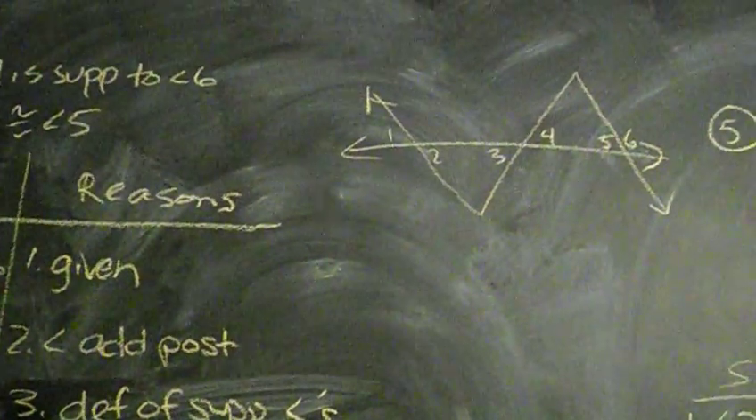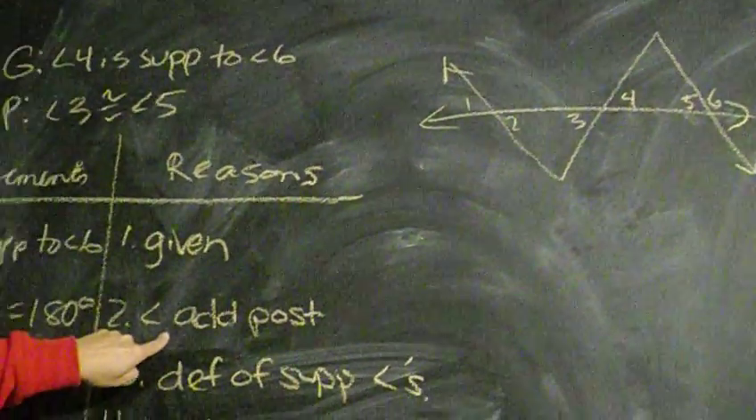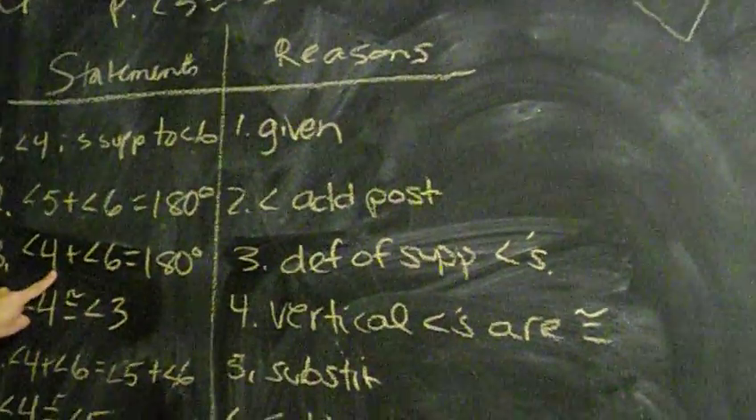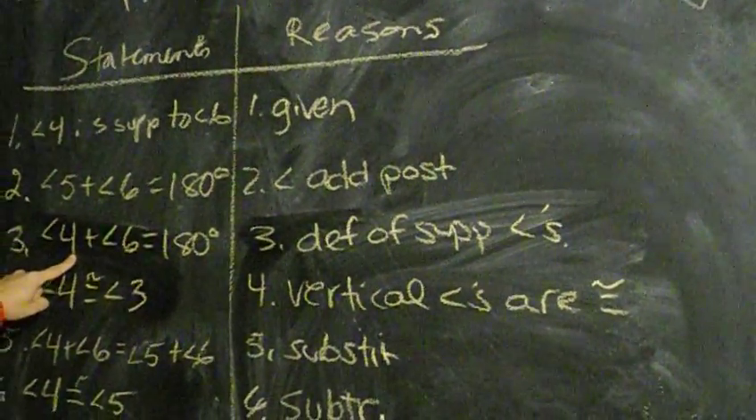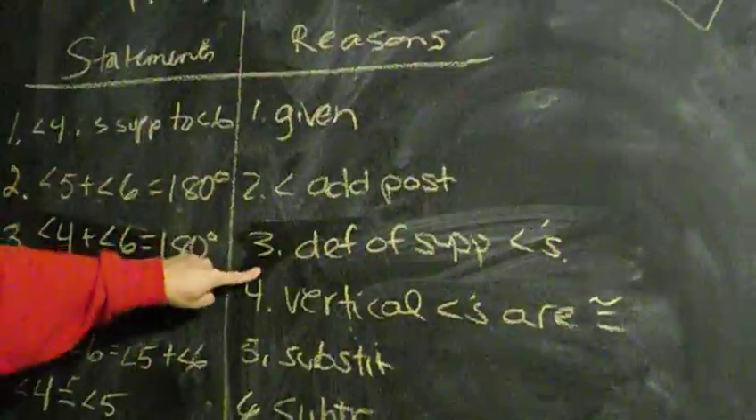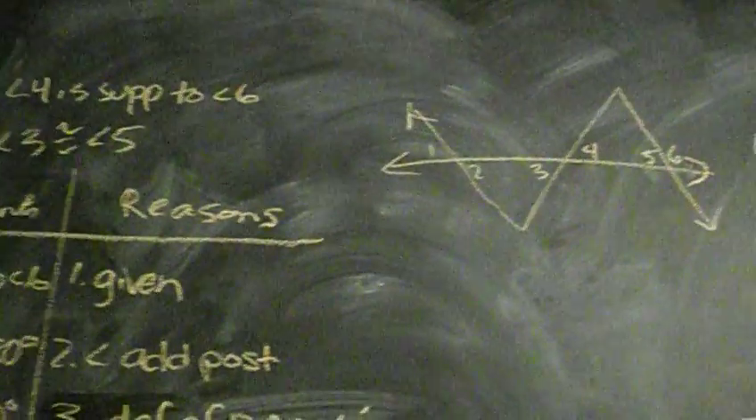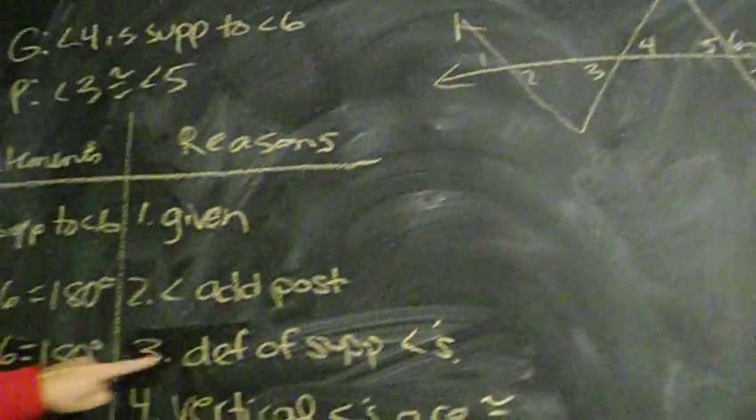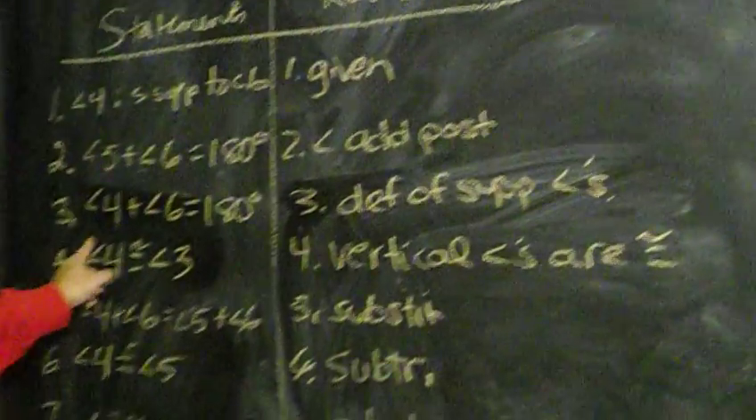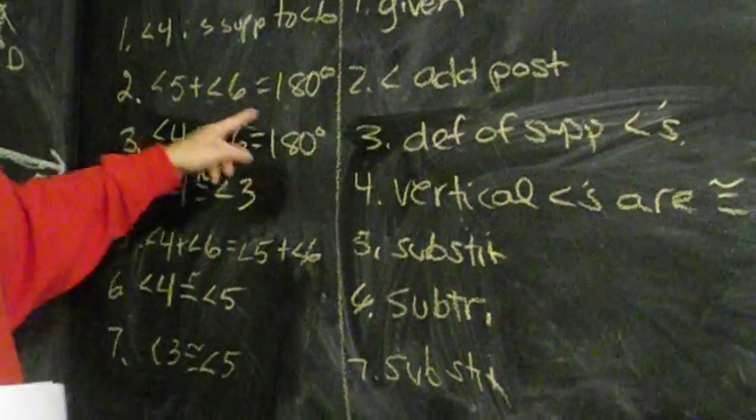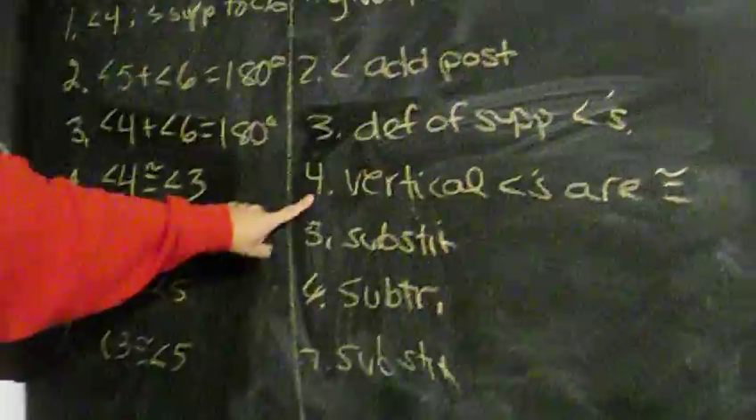Over there, angle 5 and angle 6 are equal to 180, by the angle addition postulate. Number 3, angle 4 plus angle 6 equals 180, by the definition of supplementary angles. I'm going to take that definition and explain what that means. Then I said angle 4 is congruent to angle 3 because vertical angles are congruent.